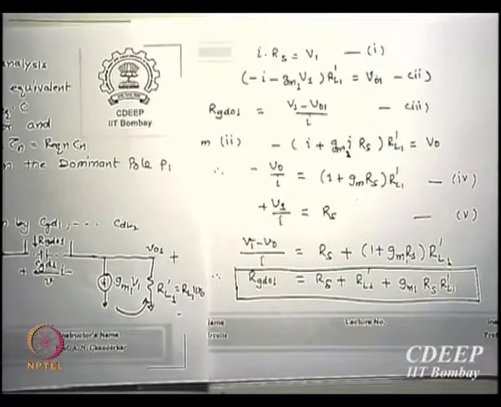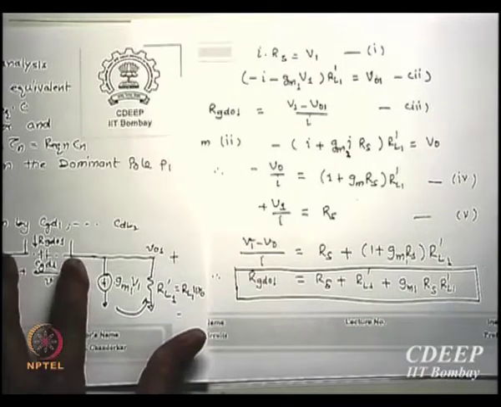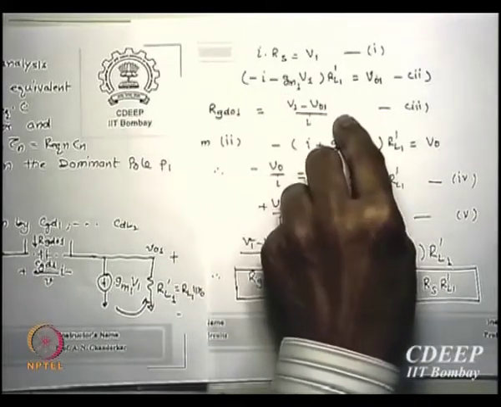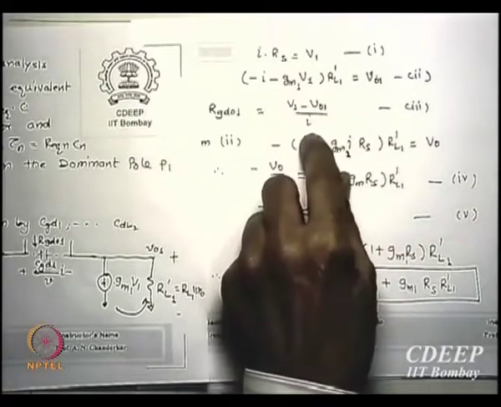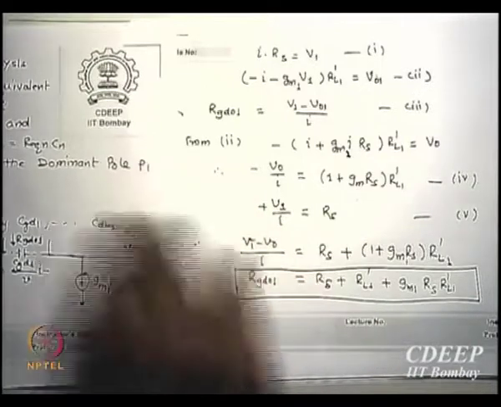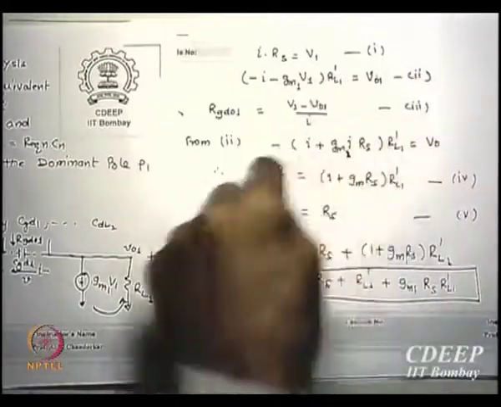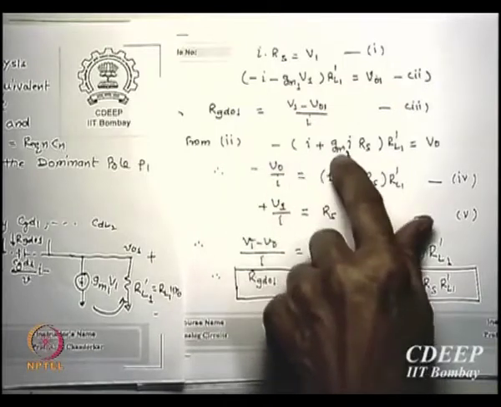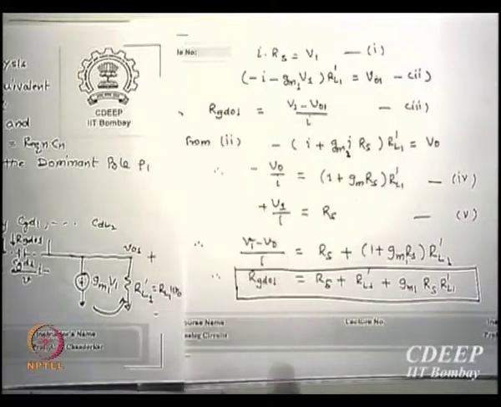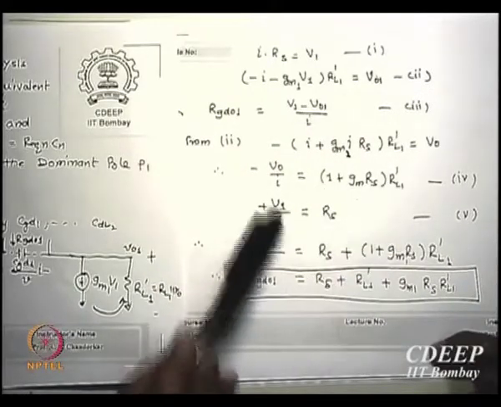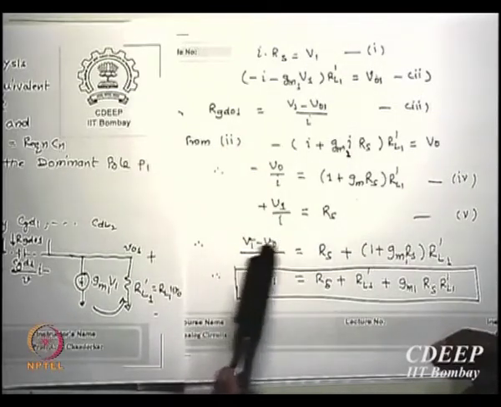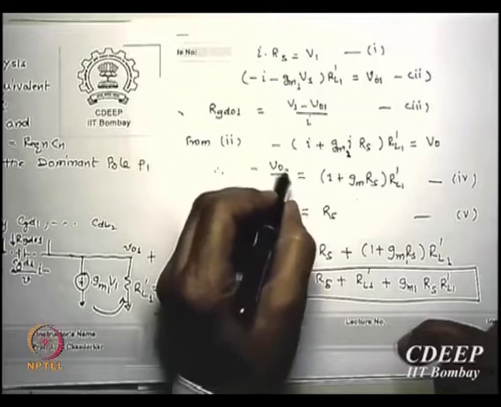However, what is the resistance associated? What is the voltage drop across the capacitor? V1 minus VO1, divided by I is the resistance. So if I substitute from here in this, I will get minus I1 plus GM1 I RS into RL is V0, and then take V0 by I is this, V1 by I is RS from here. So I write V1 minus VO1.